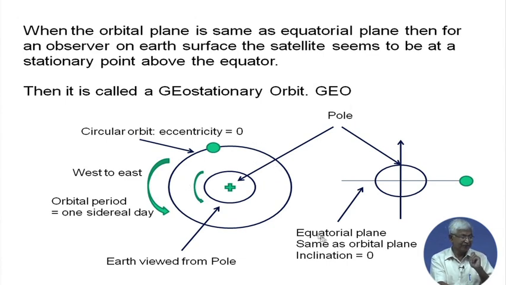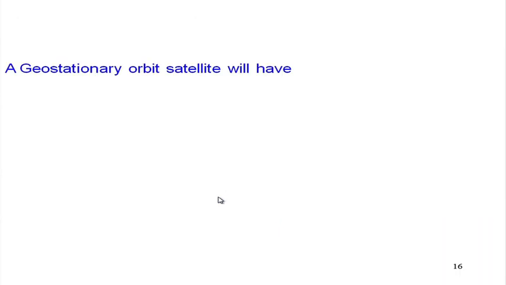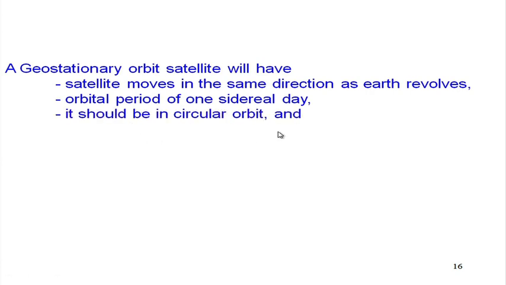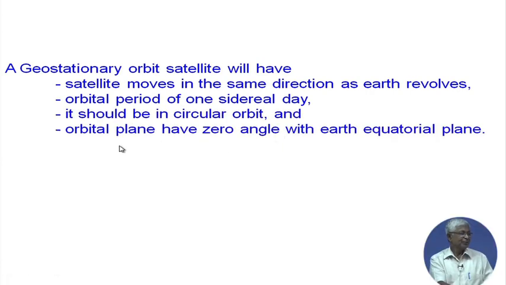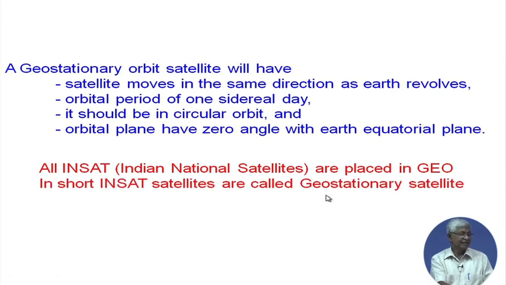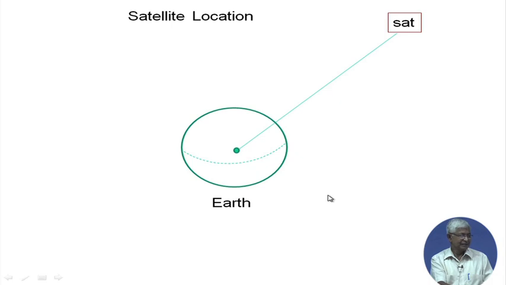I have put a lot of conditions. There is no inclination, eccentricity is 0, the satellite moves in the same direction, and the period is one sidereal day. So, a geostationary orbit satellite moves in the same direction as earth revolves, the orbital period is one sidereal day, it should be in a circular orbit, and the orbital plane has 0 angle with the equatorial plane. All Indian national satellites, which are INSAT, are placed in GEO. In short, INSAT satellites are called geostationary satellites.